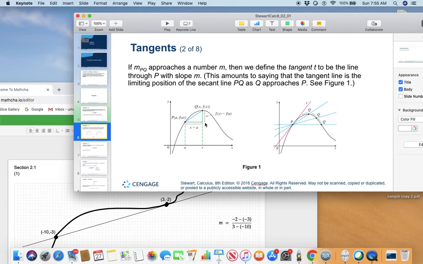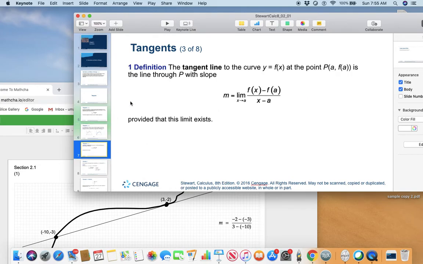So how do you find the slope? Well, Q is (x, f(x)), P is (a, f(a)), so y2 minus y1 over x2 minus x1. Rise over run. That is your slope. So y2 minus y1 over x2 minus x1, and you are taking the limit as x approaches a. This is the slope of the tangent, provided that this limit exists.